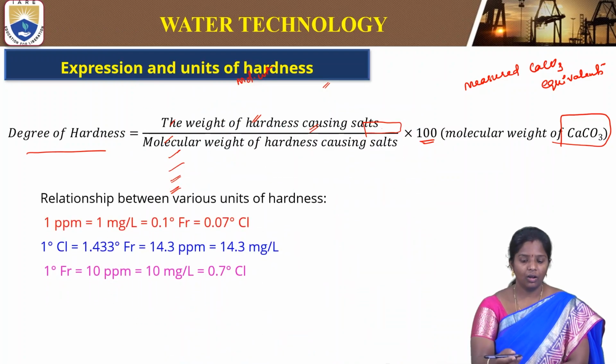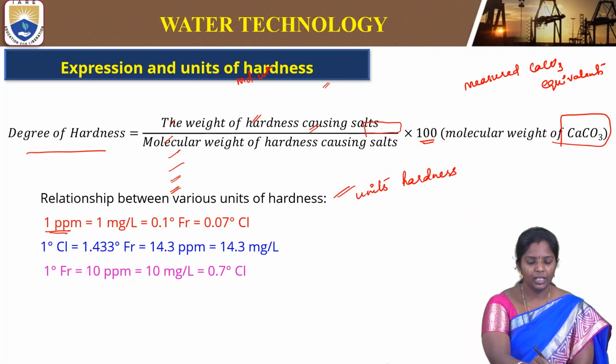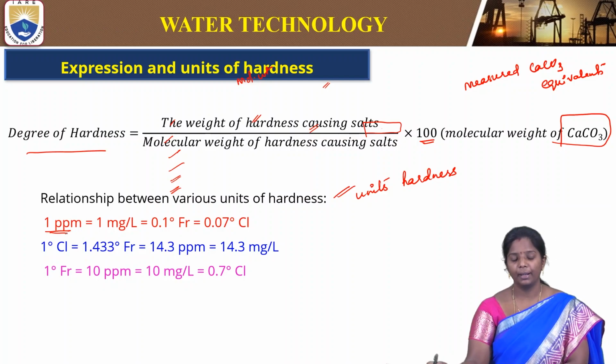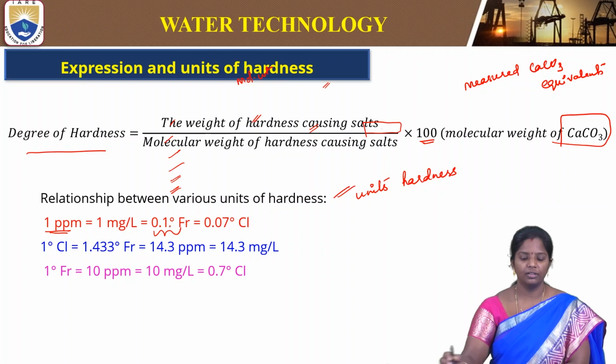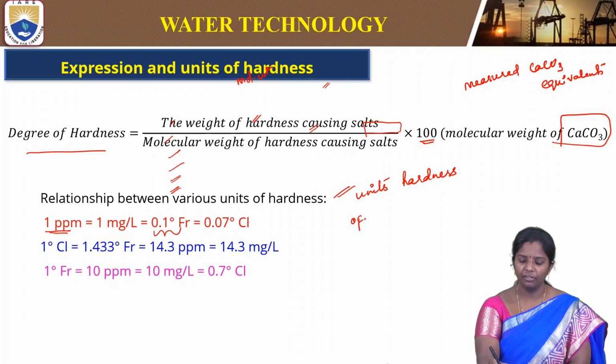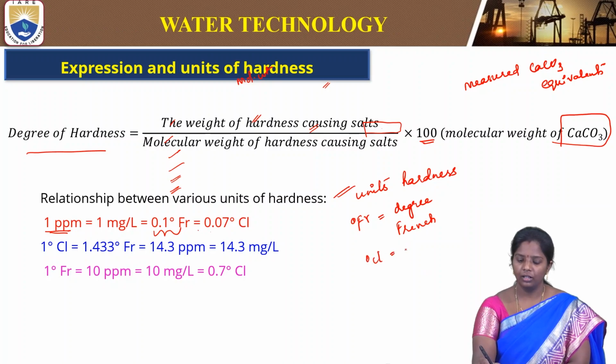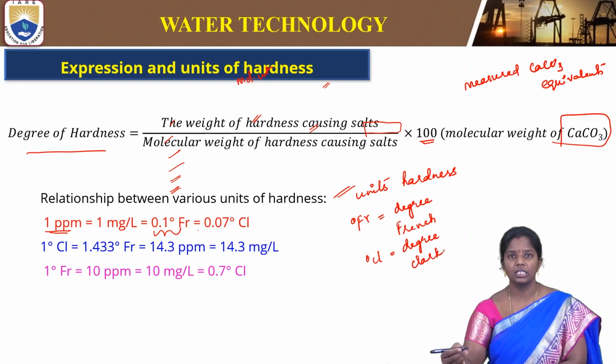So then there are a lot of units that are used to express hardness. 1 ppm is nothing but 1 mg per liter, milligram per liter. It is also given in the fraction of 0.1 degree French. This is nothing but degree French, and is equal to 0.07 degree Clark. So these are some of the units that are used to express the hardness.